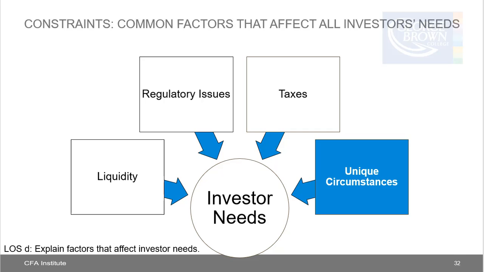So the last constraint that we're going to finish up with and finish this learning outcome statement on is unique circumstances. Many investors have particular requirements or constraints not captured by the standard categories discussed so far. Some investors have social, religious, or ethical preferences that affect how their assets can be invested. For example, investors may choose not to hold investments in companies whose activities they believe potentially harm the environment. Other investors may require investments that are consistent with certain religious beliefs.